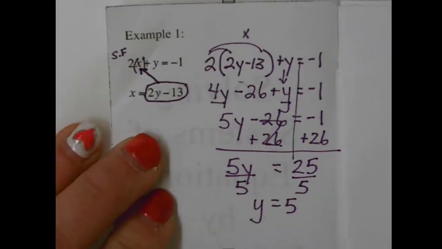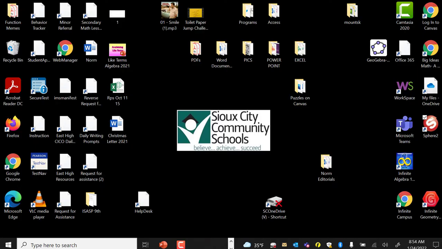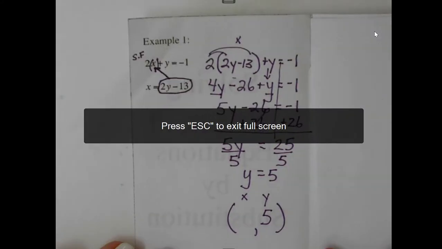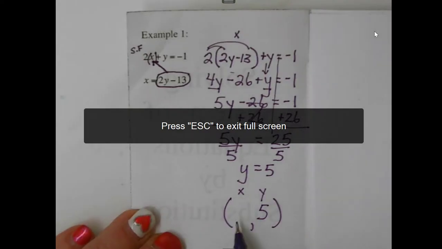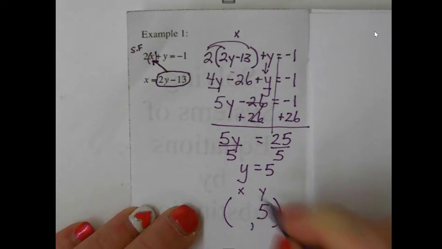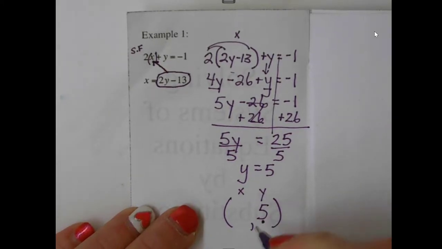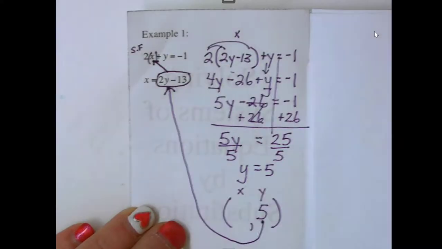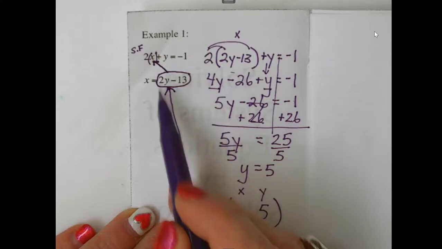Okay, now I'm going to make an ordered pair right here. Y is 5. Remember, our ordered pair is always x comma y. Now we need to find what the value of x is going to be. Here's what we do. I just kind of call it swinging it. We're going to swing this back up and substitute it into what I had circled.